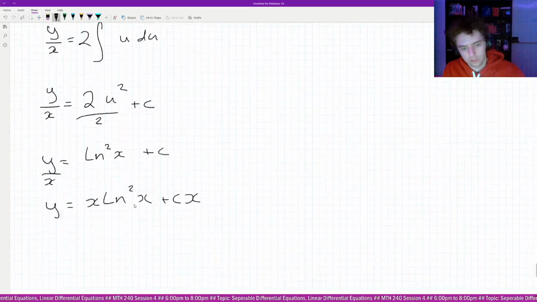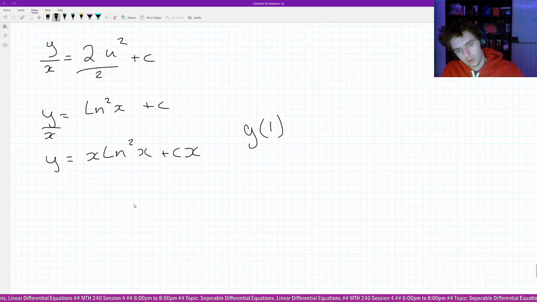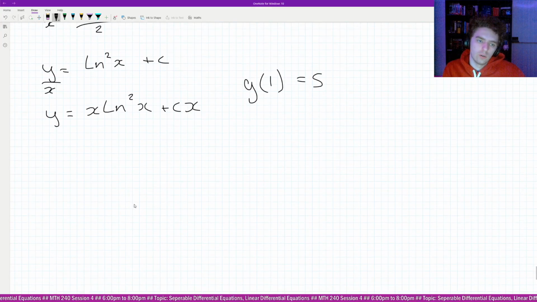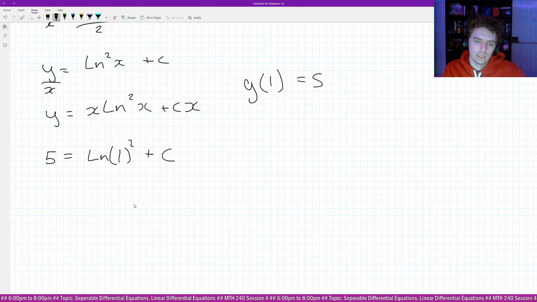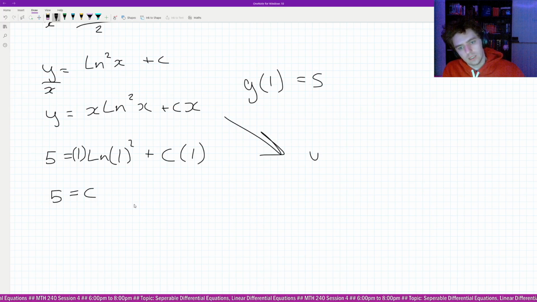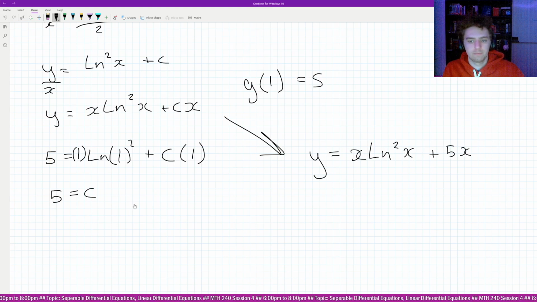And we're almost done because we got an initial value. y of 1 equals 5. So 5 equals 1 times ln squared of 1 plus c times 1. Ln of 1 is 0, so 5 equals c. So our final solution is y equals x ln squared x plus 5x.